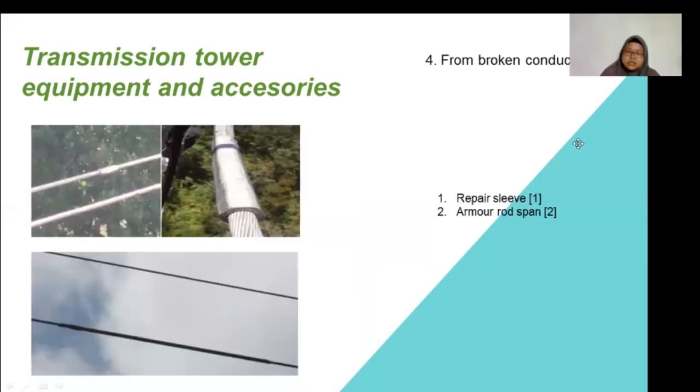And the last, the protection equipment from broken conductor is repair sleeve. This is to protect the conductor. And the second is armor rod span. The function is the same as repair sleeve, to protect the conductor from breakage occurring.